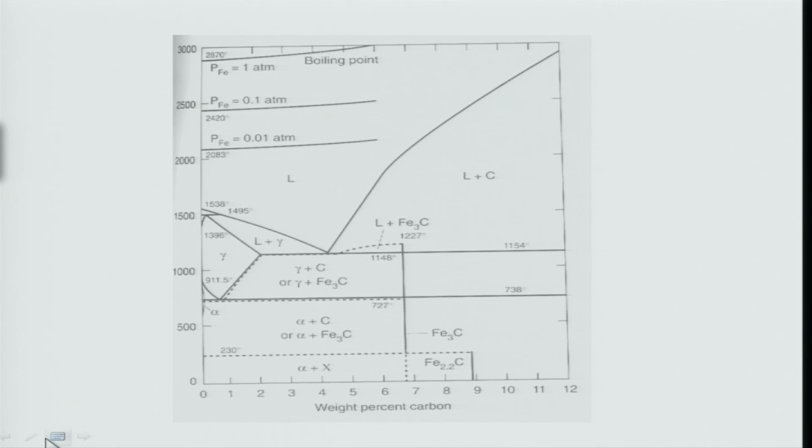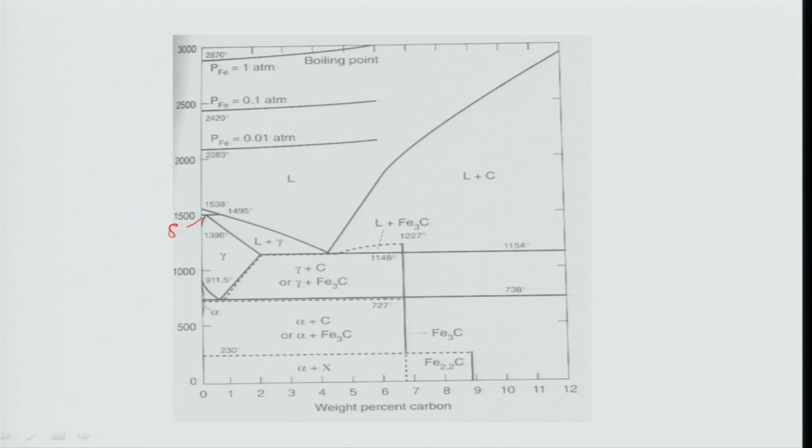Okay. So, as you see here, this is the whole iron carbon phase diagram, which you have probably never seen in your life. What is there here? As you know, iron has three phases at normal pressure. The first one is the alpha phase, which is stable up to 911 degrees Celsius, specifically 911.5 degrees Celsius. The next one is the gamma phase, which is stable up to 1394 degrees Celsius. Then you have a delta phase, which is not shown here.